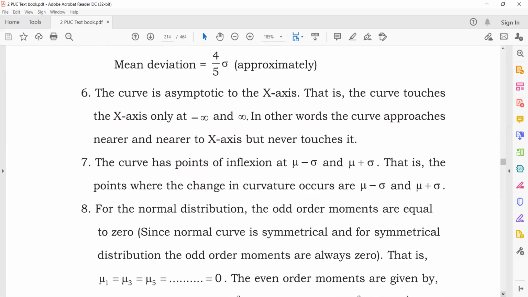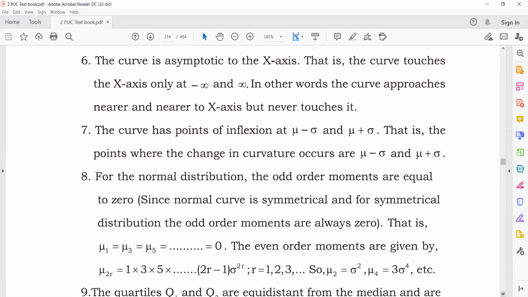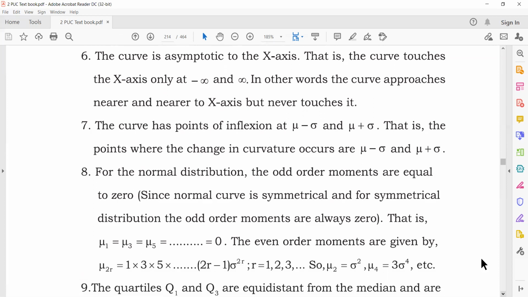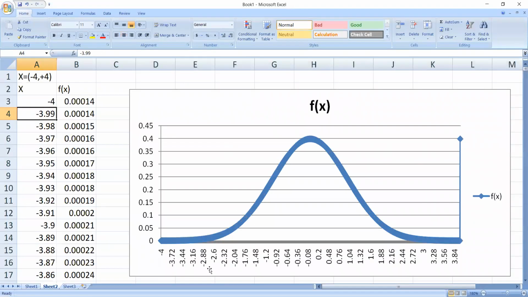Now coming to the asymptotic behavior of the curve. What is this asymptotic behavior? Though it looks like the curve is touching the x-axis, theoretically it is not touching. It approaches the x-axis, the value of y approaching 0, but it never touches the x-axis. So if you pick a particular set of values and obtain the curve, you will see that your curve is actually touching the x-axis here, but that is not so.